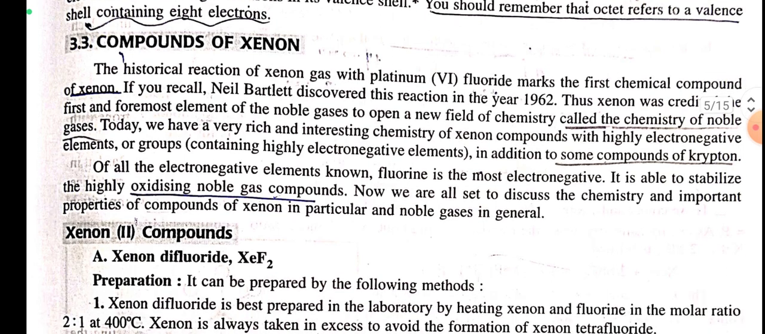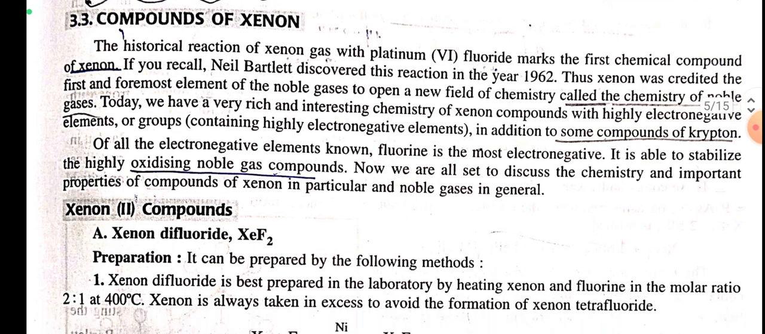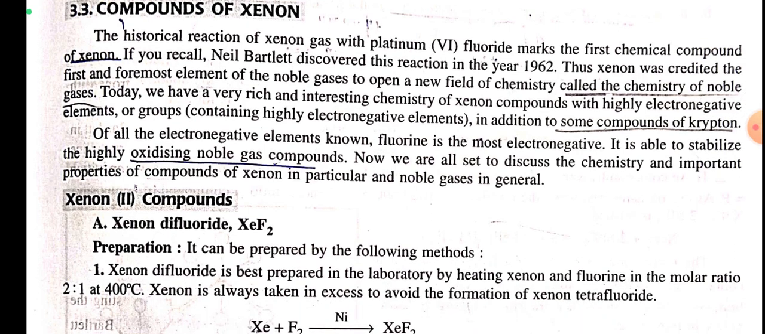Compounds of xenon. The historical reaction of xenon gas with platinum hexafluoride marked the first chemical compound of xenon. If you recall, Neil Bartlett discovered this reaction in the year 1962. Thus, xenon was credited as the first element of the noble gases to open a field of chemistry called the chemistry of noble gases. Today, we have a very rich and interesting chemistry of xenon compounds with highly electronegative elements, in addition to some compounds of krypton.